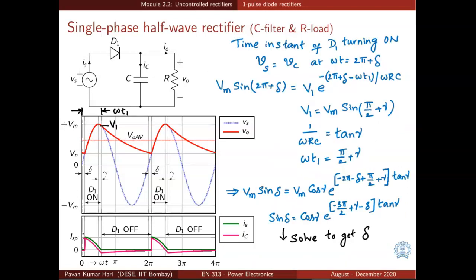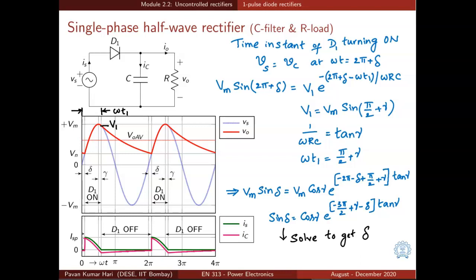How can we calculate the time instant of diode turning on? We can calculate that instant by equating this exponential fall to a sinusoidal function. So Vs is equal to Vc at omega t equal to 2 pi plus delta, and Vm sine (2 pi plus delta) is equal to V1 e power minus (omega t minus omega t1) by omega RC, where omega t is equal to 2 pi plus delta.